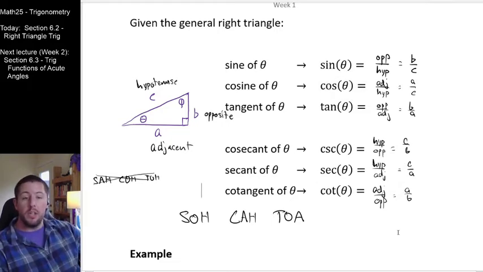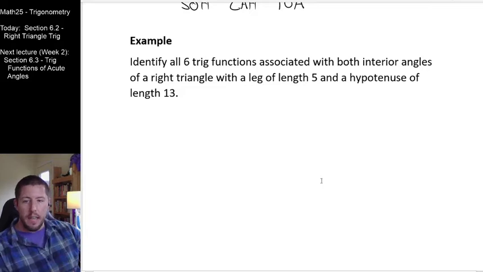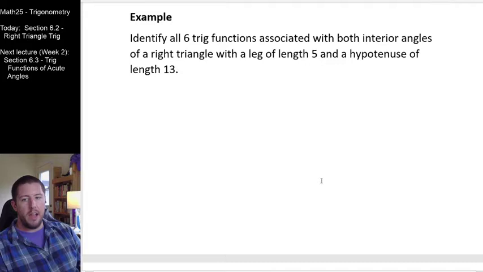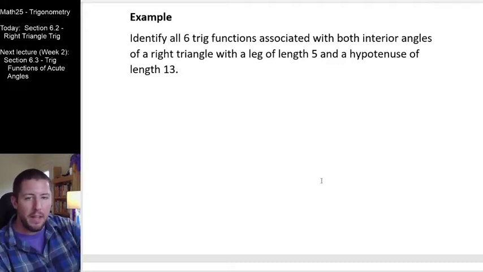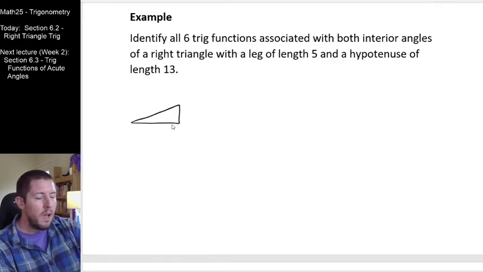So let's use these relationships to identify these six trig functions associated with an angle in a triangle. As our first good example, let's identify all six trig functions associated with both interior angles of a right triangle with a leg of length 5 and a hypotenuse of length 13. First things first, draw my triangle here. I've got a leg of length 5, and I've got a hypotenuse of length 13.